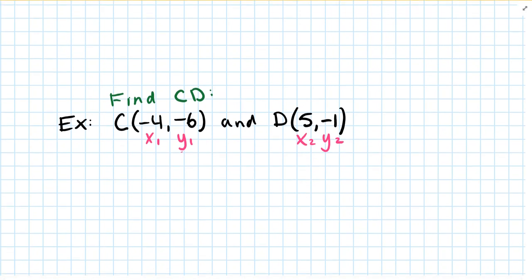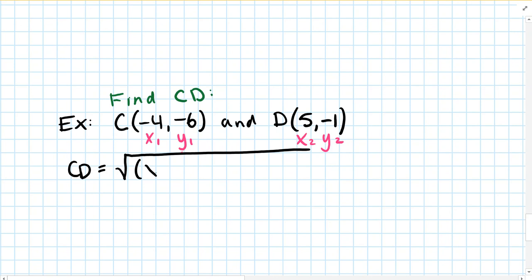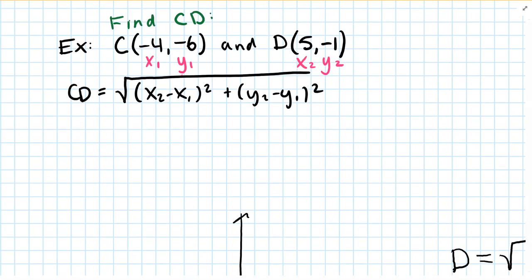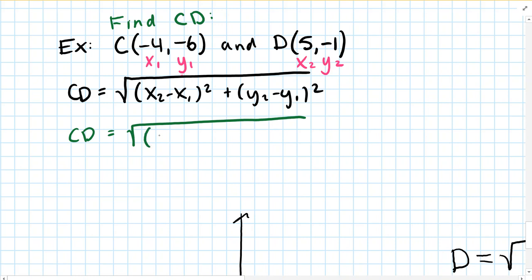So let's rewrite the formula again. I've got CD, which is the length of my segment, is equal to the square root of x2 minus x1 squared plus y2 minus y1 squared. So what I'm going to do is I'm just going to plug in my values. So I'm going to say CD is equal to the square root of x2 is 5, and we've got minus negative 4 squared plus negative 1 minus negative 6 squared.